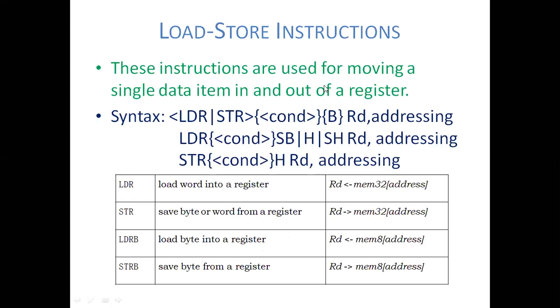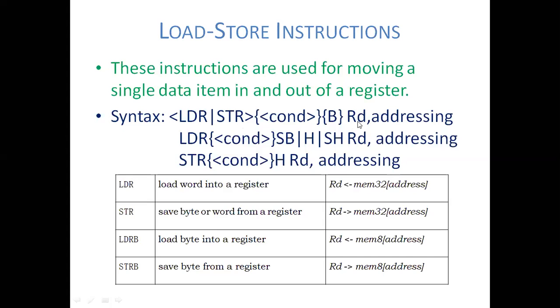There is a next set of instructions, we call them the load and store instructions. These instructions are used for moving a single data item in and out of a register, right? You can either load a value into a register, or you can move a value to a memory location, right? So LDR is used for loading into a register. And STR is nothing but storing the value from a register into a memory location.